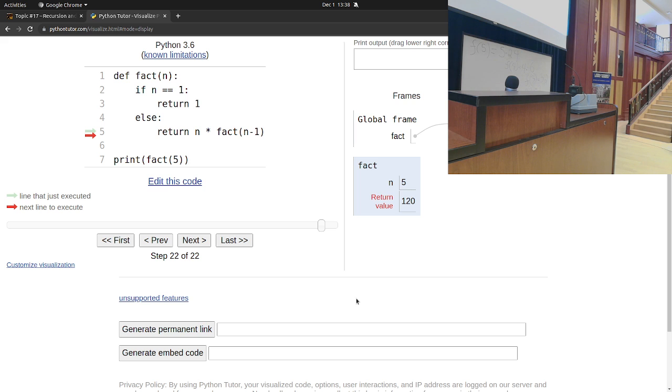Because it would say, well, what's fact of 5? Okay, what's fact of 4? What's fact of 3? What's fact of 2? What's fact of 1? What's fact of 0? What's fact of -1? What's fact of -2? And so on. It'll go on forever. You've created an infinite loop by doing that. It's similar to saying while true, but you've done it with recursion instead.